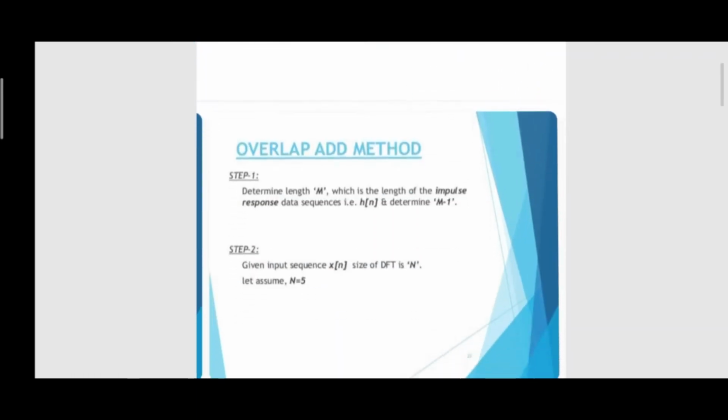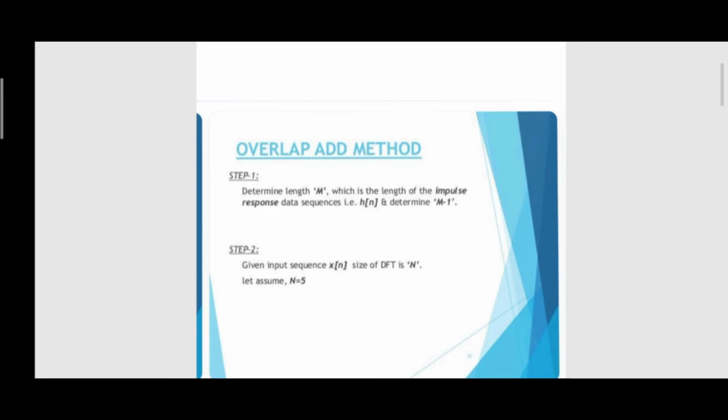So for convolution we need two sequences. The first sequence is denoted as x of n, and the second sequence, or impulse response, is denoted as h of n. There are several steps to convolve two sequences. Step 1, determine the length m, which is the length of the impulse response data sequence, that is h of n, and determine m minus 1.